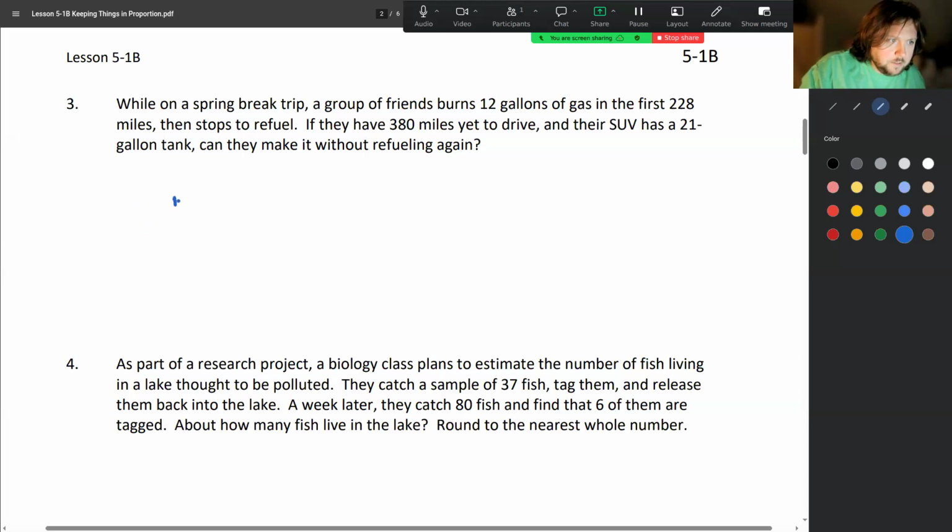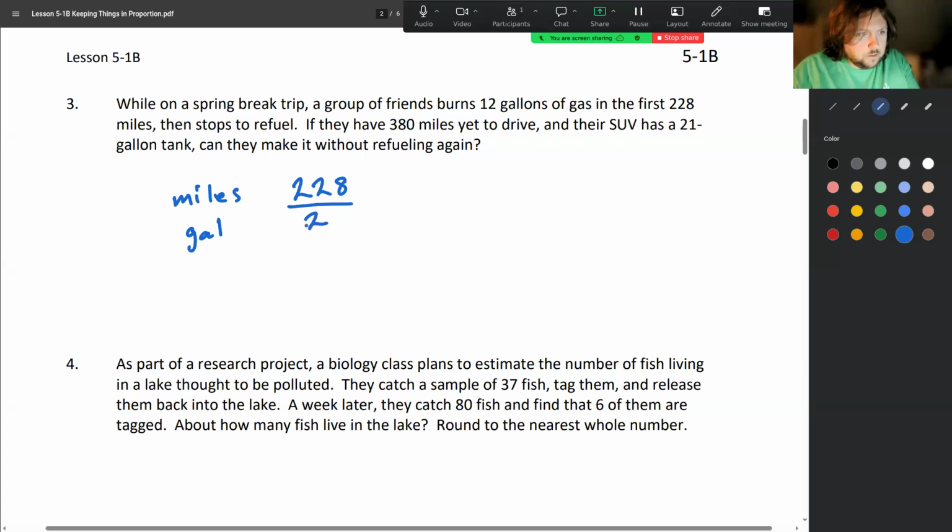So let's do miles, gallons. So they went 228 miles and it took 12 gallons. Now, there's actually two ways to do this problem. So they have 380 miles yet to drive. So then we need to figure out what x is. So how many gallons of gas do they need for that? Well, cross multiply and divide.